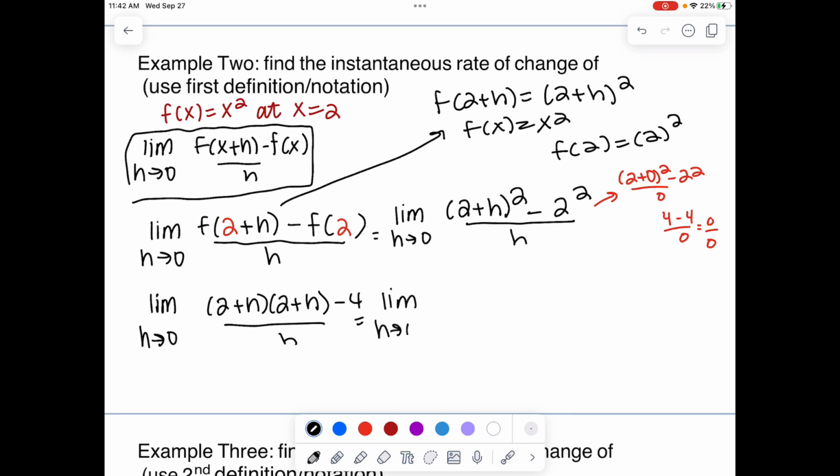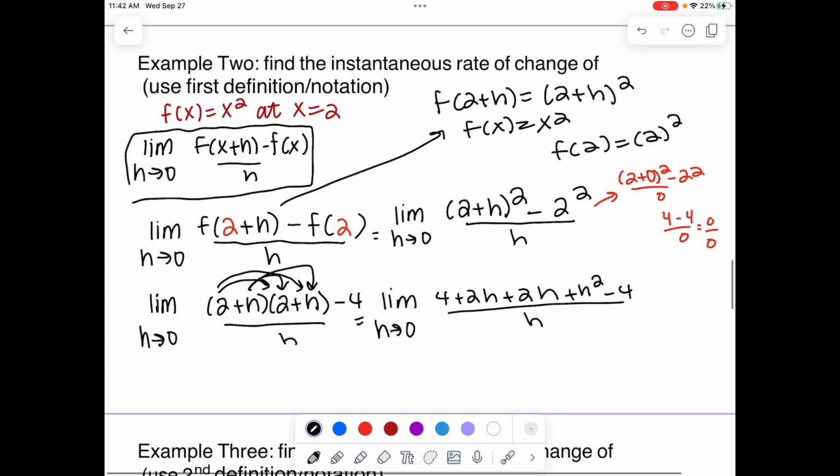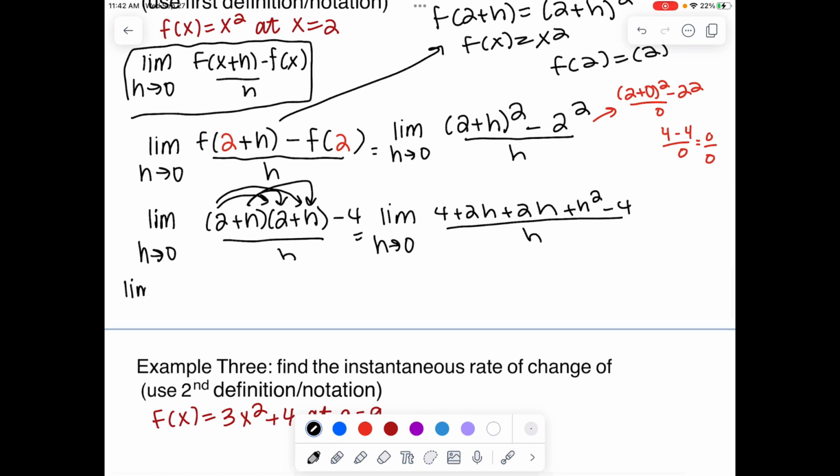I'm going to distribute my numerator. So I'll do 2 times 2, which is 4. 2 times h, which is 2h. h times 2, which is 2h. And then h times h, which is h squared. I'm going to subtract 4 because of that 4 over there, and I'll divide it all by h. If I clean up that numerator, these 4's will cancel out because I have a 4 minus a 4. I'm going to write h squared.